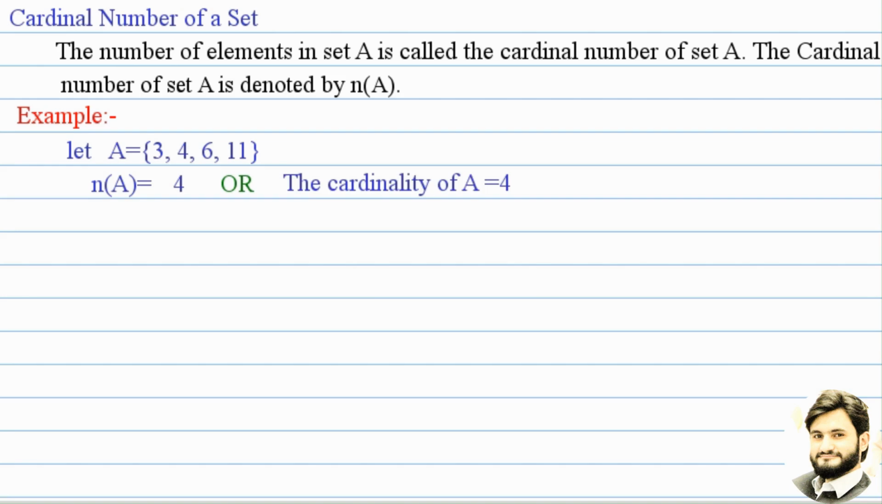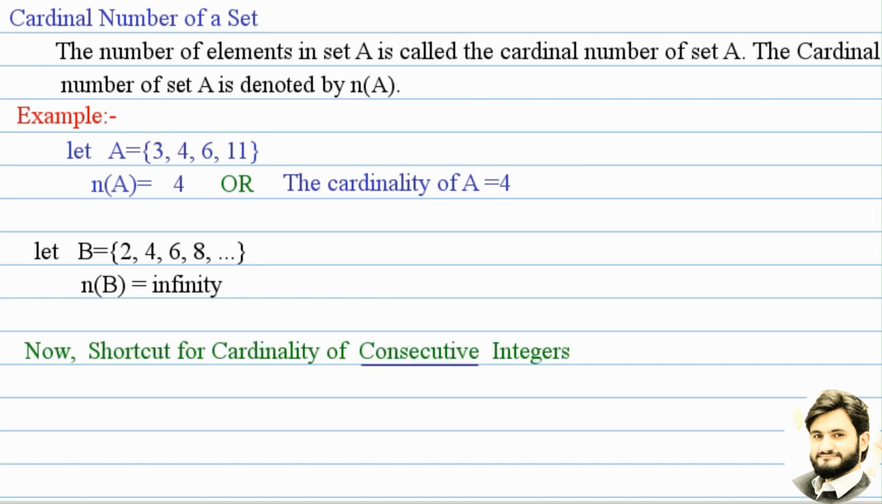Another example, let B equal to 2, 4, 6, 8 and so on, are the set of positive even integers. So what is the cardinality of set B? So here the number of elements in set B are infinite. So we can say that the cardinality of set B is infinity. So number of elements in B equal to infinity.